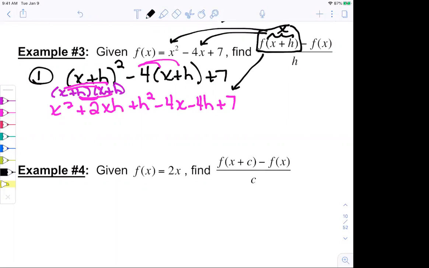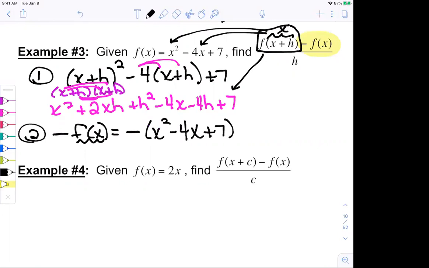Now we're going to look at the second piece. We're going to do this part over here, the minus f of x. So this is going to become step 2. Step 2 says minus f of x. That means I'm going to take the equation that represents f of x and subtract it. So I'm going to take a minus, and I'm replacing f of x with its equation. Well, that equation is x squared minus 4x plus 7, which means I have negative x squared plus 4x and then minus 7.